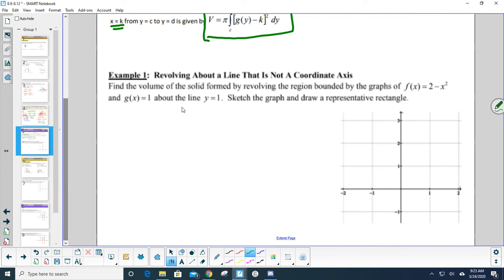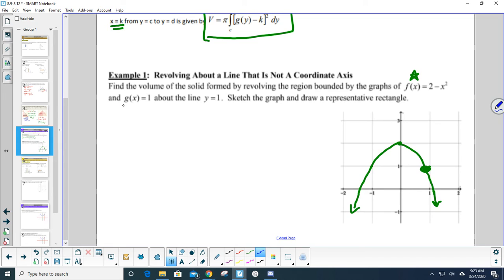Okay, so let's take a look at this guy. We're going to revolve about a line that is not a coordinate axis. So we're going to revolve this. I've got that. If I put in 1, I'm going to get 1. Let's make that dot bigger. There. Okay. So all I really have to know is that it's a parabola open down and its vertex is up there at 2. Okay. So that is this guy.